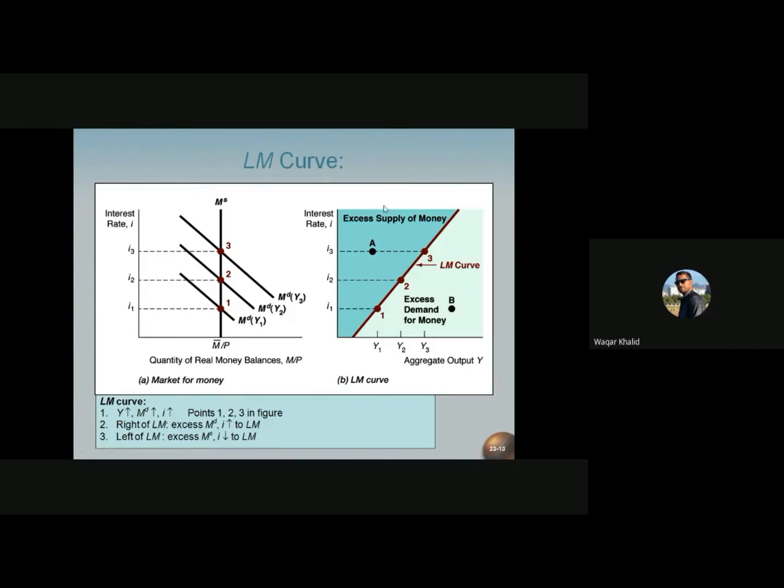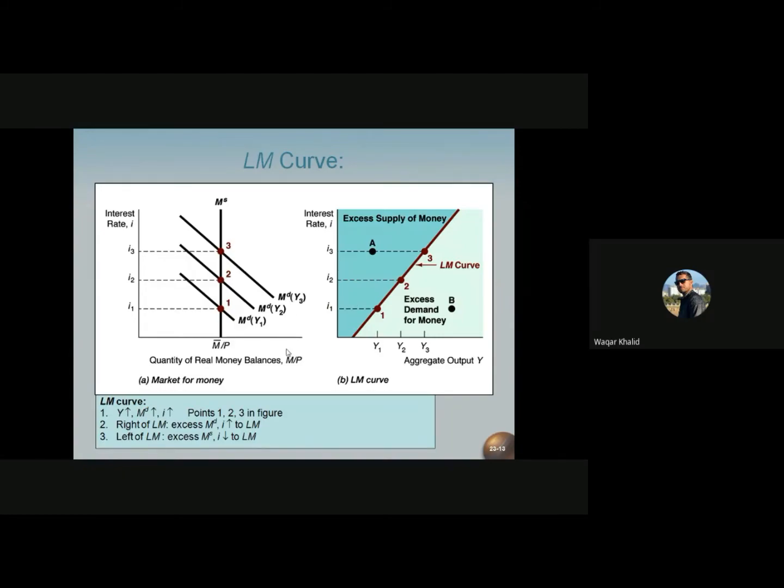What about the second case? This is the derivation of the LM curve. On the vertical axis, we have the interest rate, and on the horizontal axis, we have the aggregate output level, which is represented by Y. When aggregate output is Y1, the money demand curve is MDY1. It slopes downward because a lower interest rate means that the opportunity cost of holding money is lower, so the quantity of money demanded is higher. And point 1 is the equilibrium position.